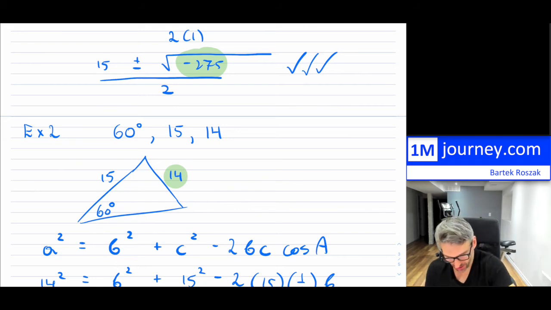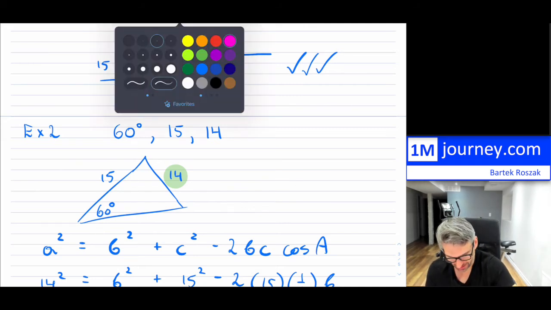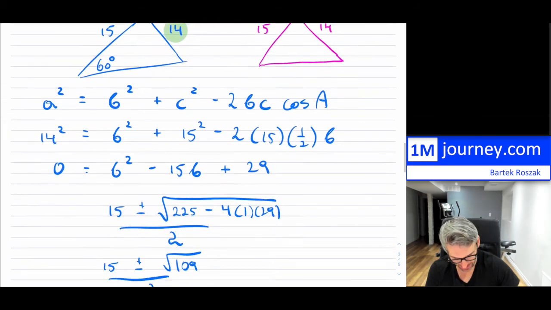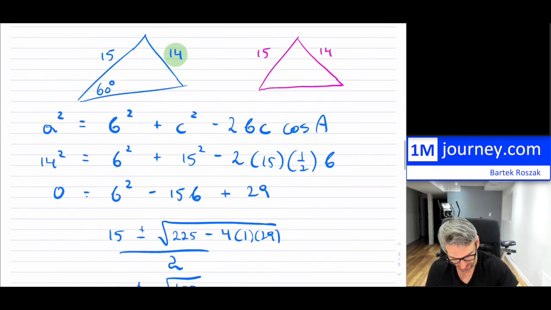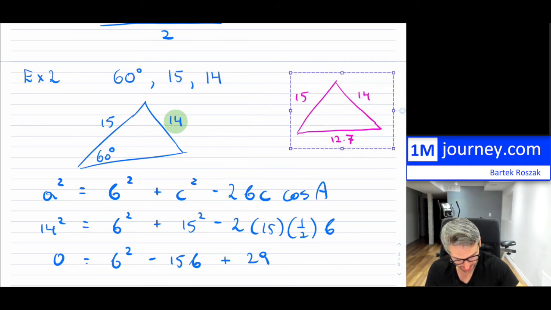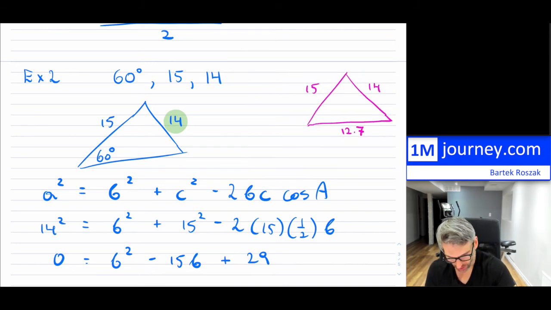So what that is going to mean is that I either have, indeed, a triangle that looks kind of like this, where this is 15, 14, and then the other one was approximately 12.7. So that's the longer one. Or I have a triangle that looks like this, where this is smaller, and this is only 2.3, and this is 15, and this is 14.